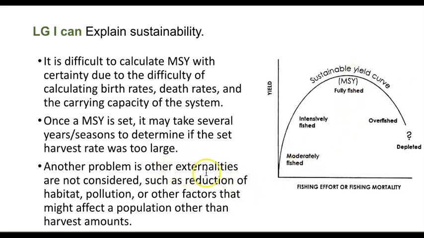Another thing is externalities. So what are the problems that come with harvesting fish or trees or whatever it is? There's other things that could happen. If we remove too many trees, there's an externality like more air pollution that really isn't factored in the ability to grow back the forest.